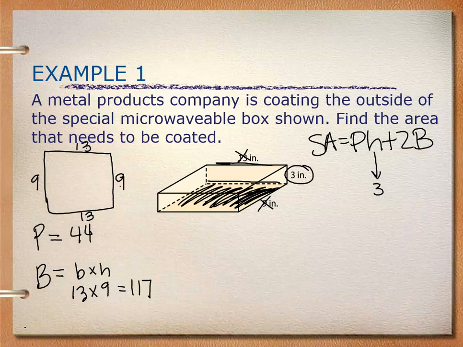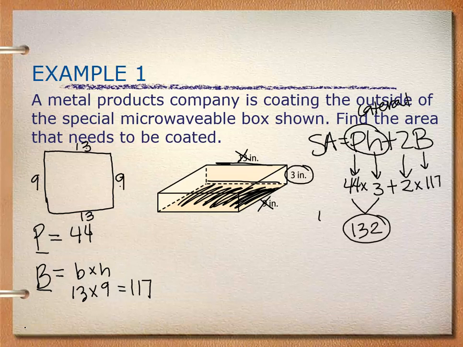Alright, to find the area of the base, so now my base is a rectangle, so remember it is base times height. So my base is 13, my height is 9, so base times height, 117. So once you find your P and your B, you go back to your formula and plug in what you found. So the perimeter of the base was 44, and the area of the base, 117. Alright, and then you can go ahead and solve.